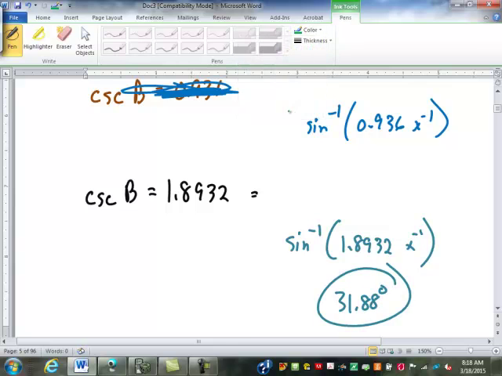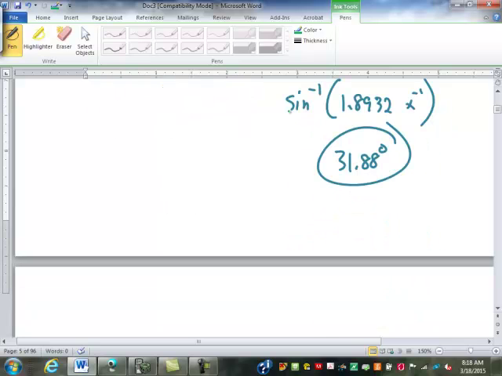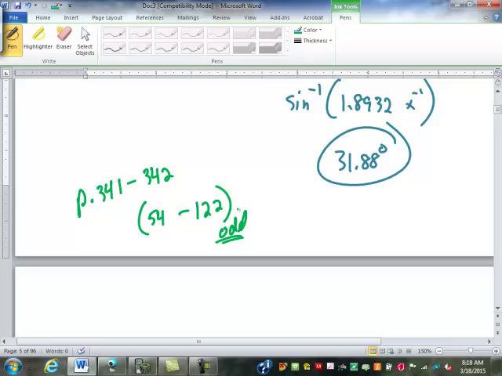In your packet, starting on page 341, continuing on to page 342, starting with problems number 54, going up to problem 122. Yeah, I know that's a lot. Again, just do the odds, or do every other odd if they're going well.